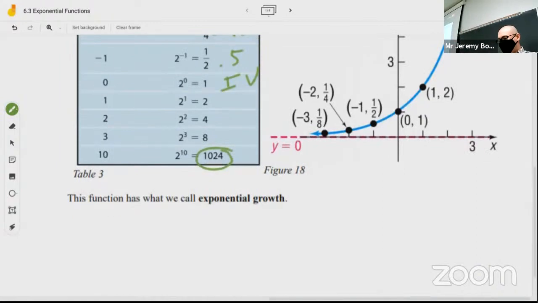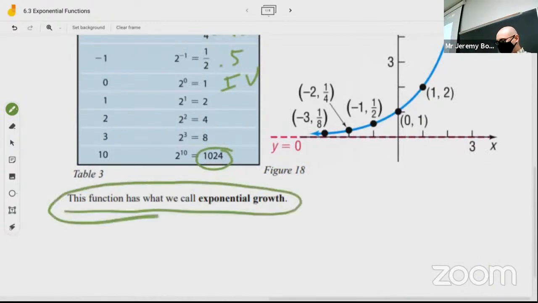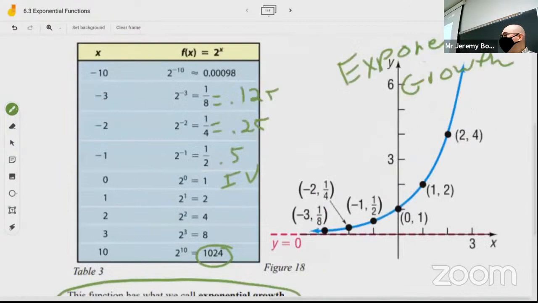Oh, here we go. This function has what we call exponential growth. Any questions on that? If you know the basic shape, if it's exponential growth, it's going to have this basic shape. It may be shifted, which we'll talk about later, up or down, but you'll have that initial value happening at one point, and then it's going to grow as you go to the right. All right.